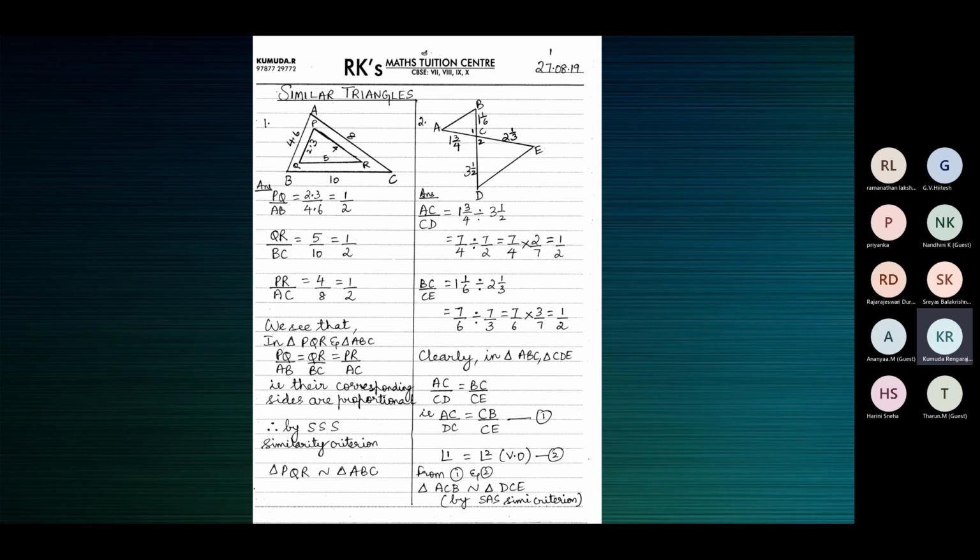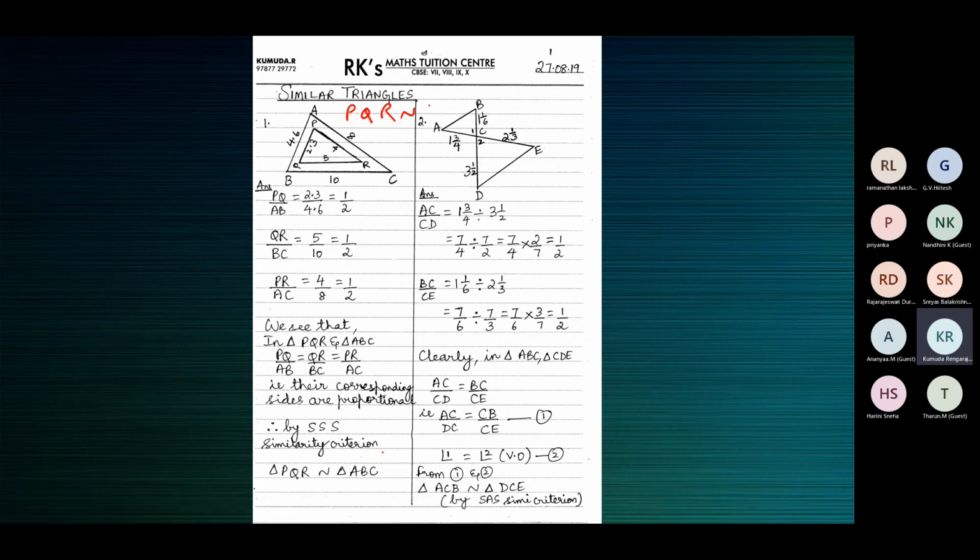Yes, children, we are continuing with similar triangles. So see this figure here. You don't see any question there. But you have to show that the question is to show that triangle PQR. You can just take down this diagram and you have to show that triangle PQR is similar to triangle ABC.